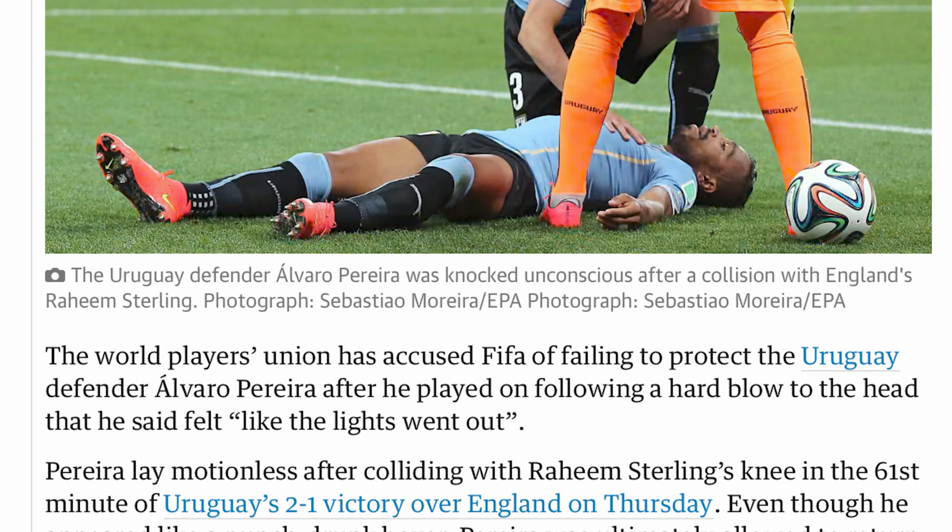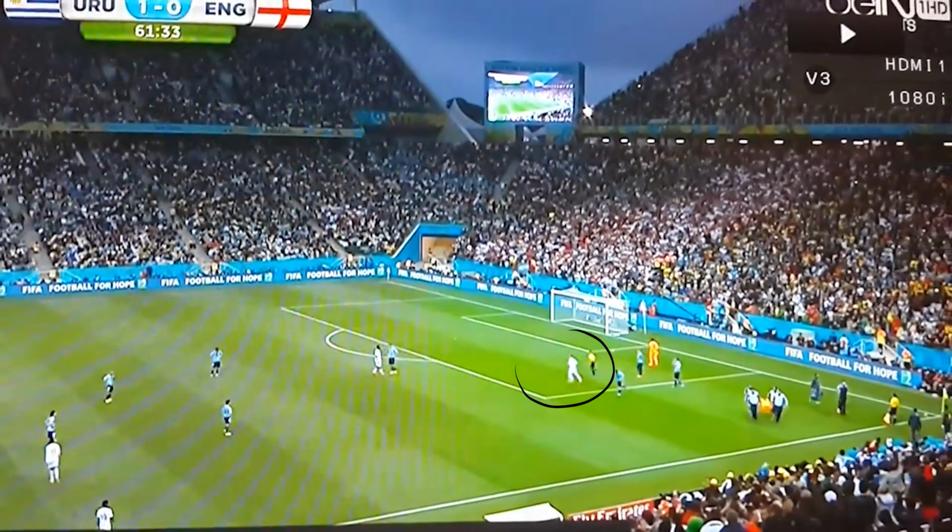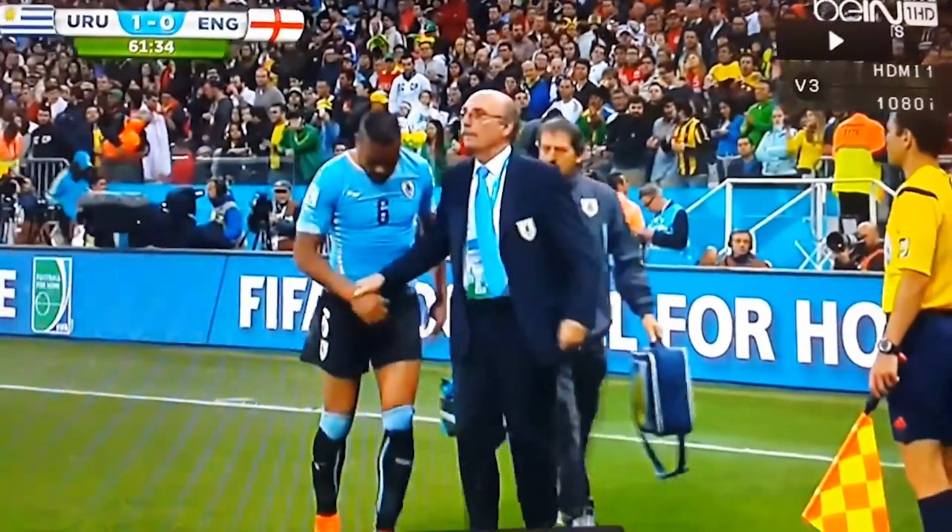Pereira later described the incident as feeling like the lights went out. That specific phrase should make every sideline medical team think really hard. The reason this injury ranks so high is not because it looked the most violent, it's because the decision to let him continue playing became a major example of why soccer needed better concussion protocols. In orthopedics, a bad knee can end a sports career, but in neurology, a mishandled concussion can affect the rest of a person's whole life.